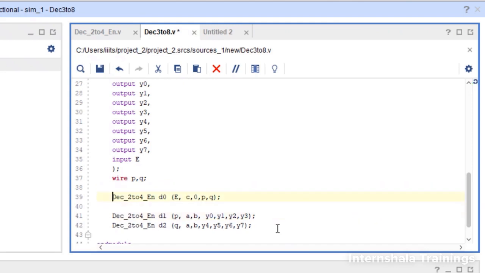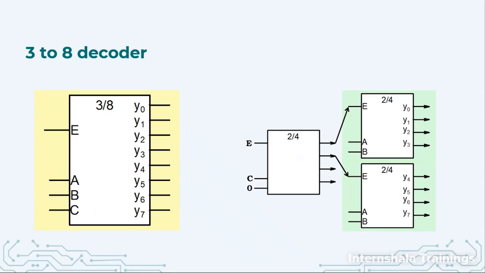First of all, I take my 2 to 4 decoder and instantiate it. Now I need to remember the order. The order was enable, D0, D1 and then Y0, Y1, Y2, Y3. In D0 and D1 the lower priority is going to come first. So C is lower and the other one was connected to 0, right? Let us just revise that. Here you can see the combination is 0 and C. C is on the lower side and 0 is on the higher side.